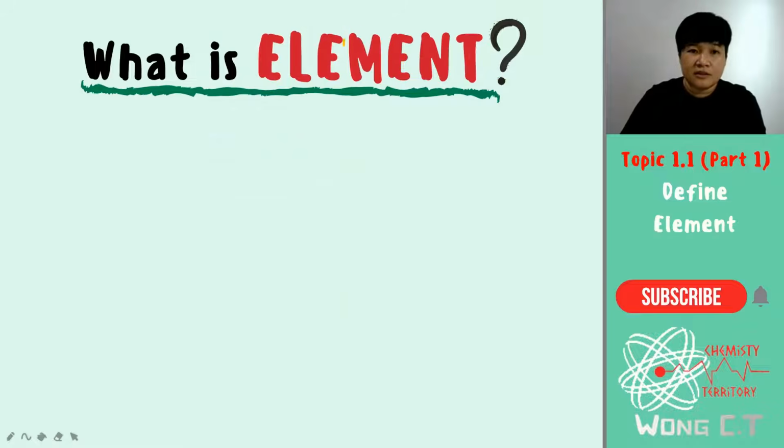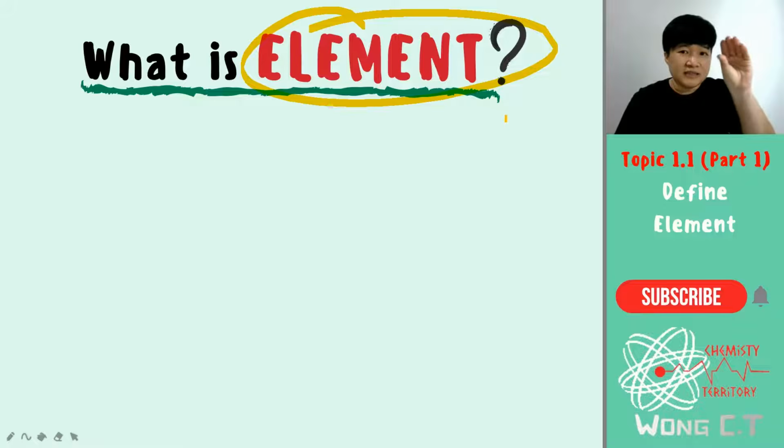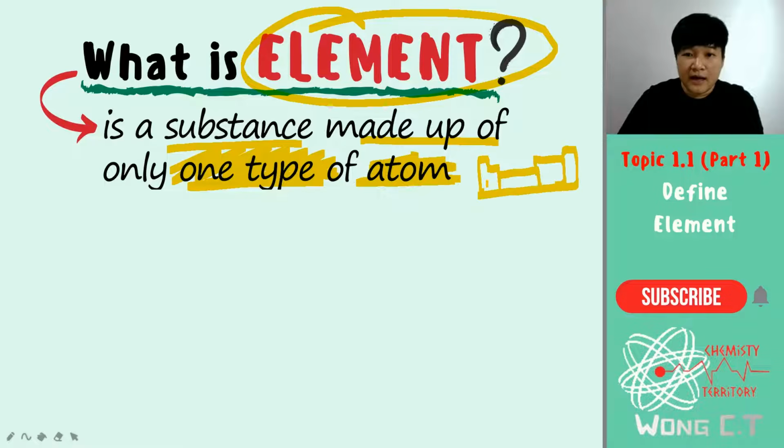Okay. Next, what is actually an element? Simple. Everything that is on the periodic table. Every single box in the periodic table that you have is actually an element. So it's a substance that is made up of only one type of atom. Okay, you must only contain one type of atom. So I just want to remind you again, if you remember your periodic table, alright, every single box that you have in your periodic table is an element.